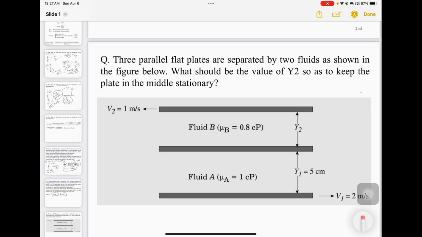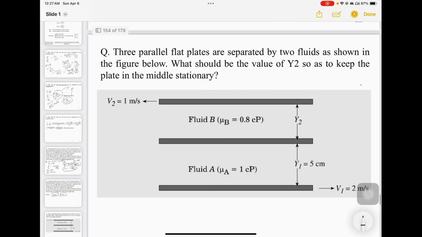Next question says three parallel plates are separated by two fluids as shown in the figure. What should be the value of y2 so as to keep the middle plate stationary? If we consider right side as positive x direction, then plate 1 moves in the negative x direction with the velocity of 1 meter per second.